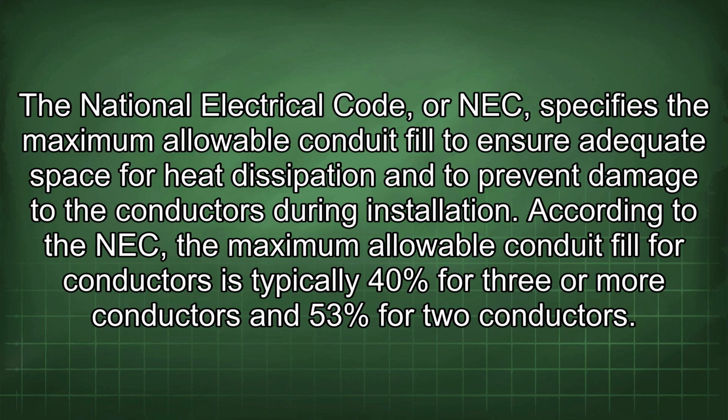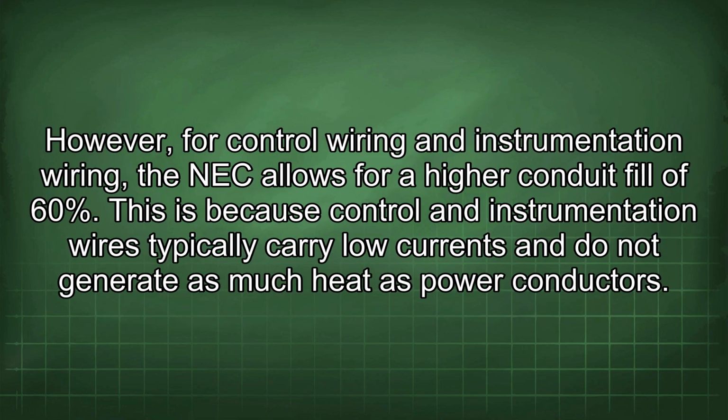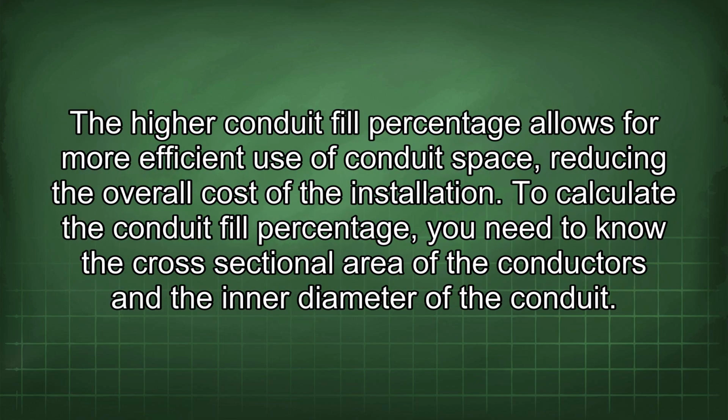According to the NEC, the maximum allowable conduit fill for conductors is typically 40% for 3 or more conductors and 53% for 2 conductors. However, for control wiring and instrumentation wiring, the NEC allows for a higher conduit fill of 60%. This is because control and instrumentation wires typically carry low currents and do not generate as much heat as power conductors. The higher conduit fill percentage allows for more efficient use of conduit space, reducing the overall cost of the installation.